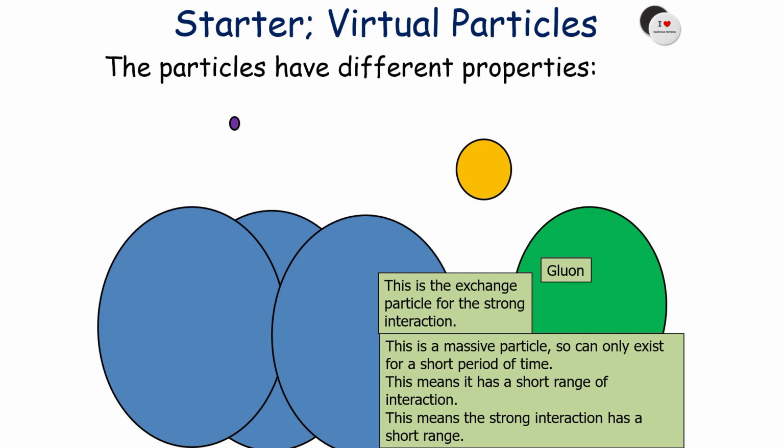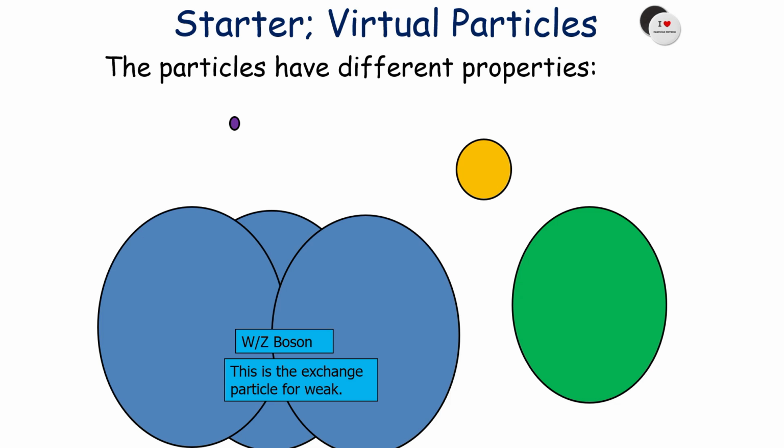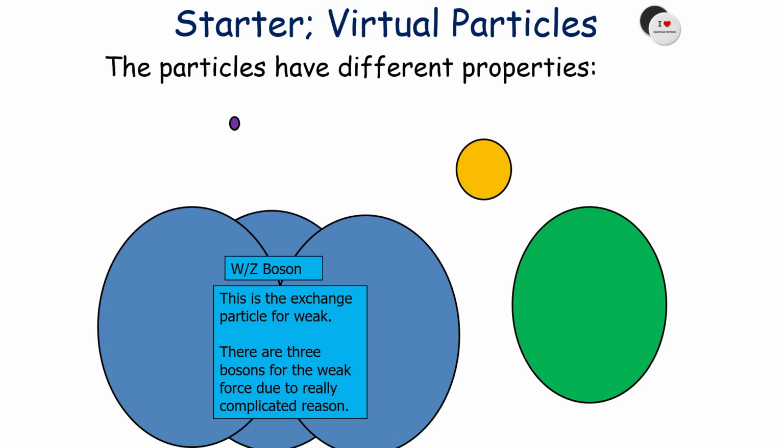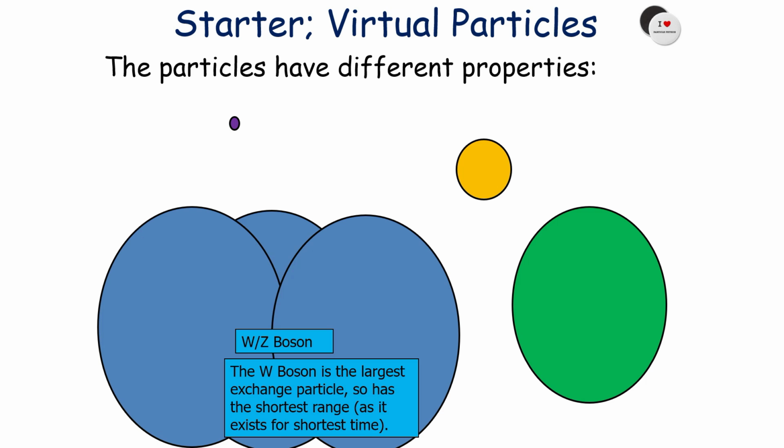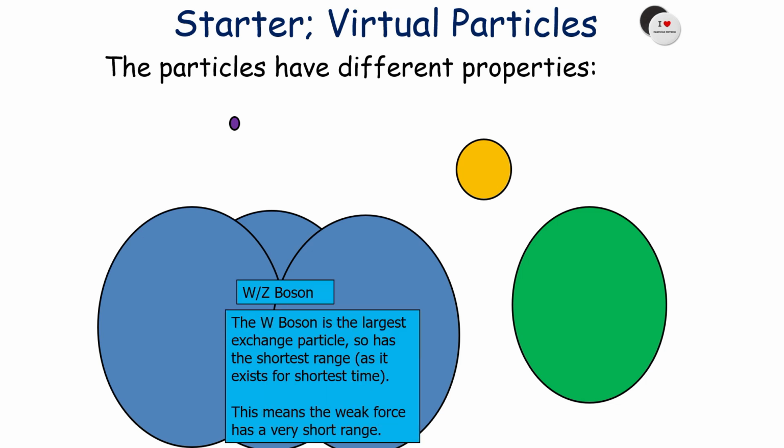So that, as we mentioned before, it limits how much the strong interaction can act on things. And you've got the W and Z bosons, which are the exchange particles for the weak interaction. Now there are three bosons for the weak force for a really complicated reason. It's to allow the quantum isospin and hypercharge to be conserved in decays. Now the W boson is the largest exchange particle, so has the shortest range, as it exists for the shortest time. So this means the weak force has a very, very short range.